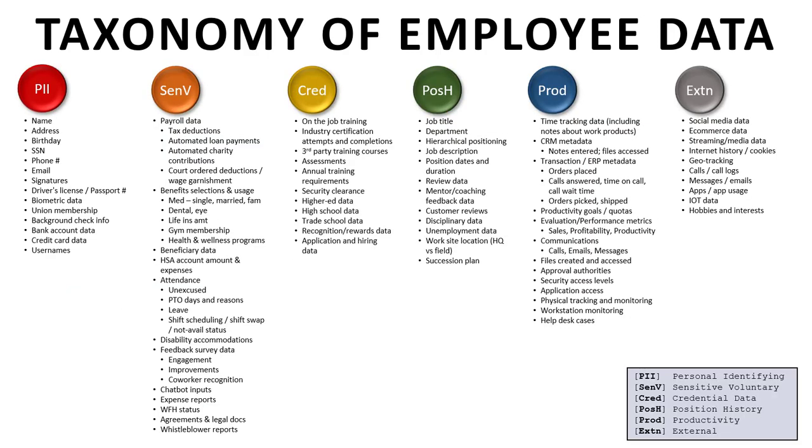So PII, or personal identifying information, tends to be the category of data that actually gets protected sometimes. It's your basic data that can identify you, just like it sounds. So like name, address, birthday, social security number, email, IP address, and so on.